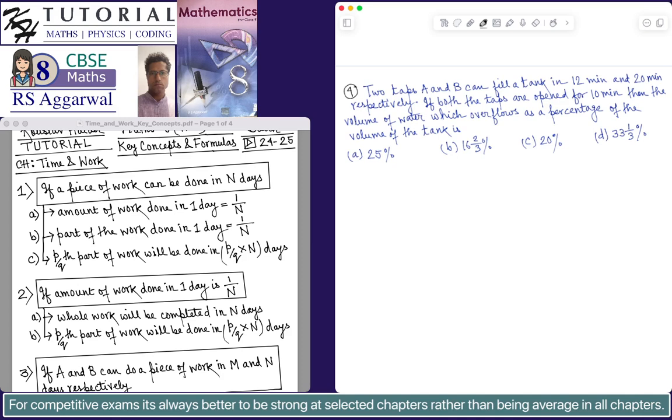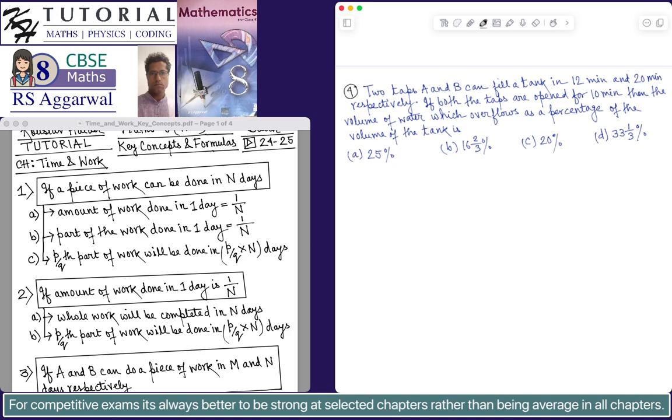This can also be understood or interpreted as the extra part of water which is being filled in 10 minutes. So definitely we can understand that in less than 10 minutes, the whole tank will be filled up when both the taps A and B are working together. In less than 10 minutes, the whole tank will be filled up.